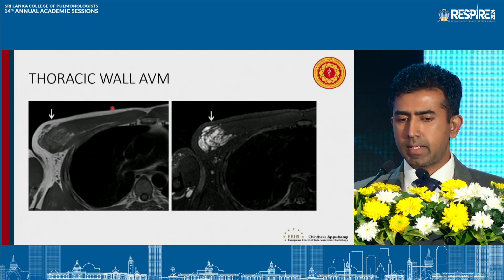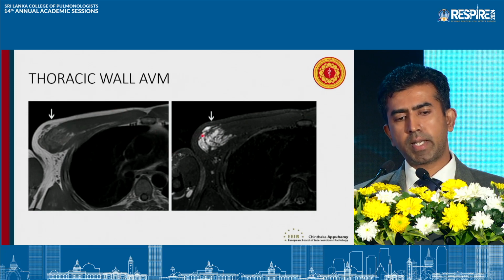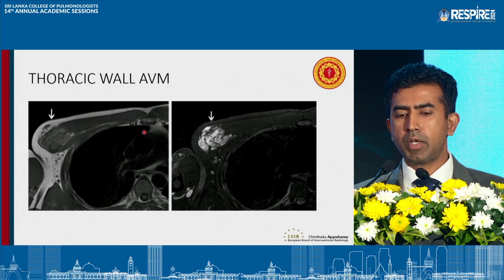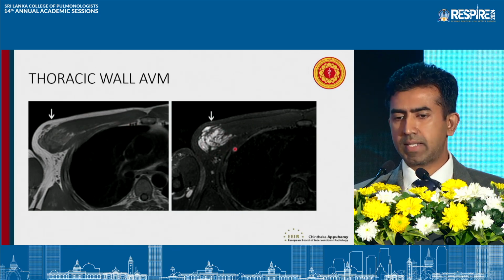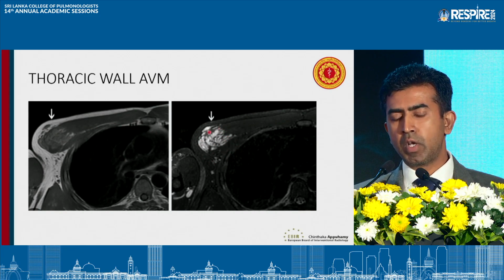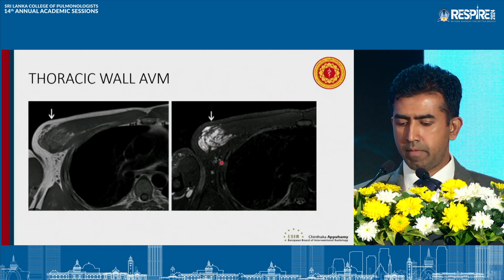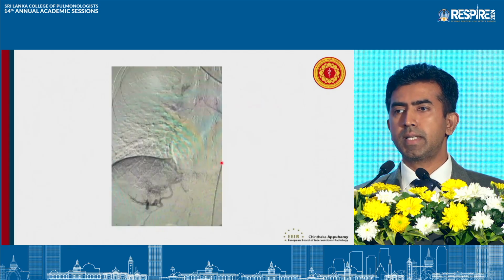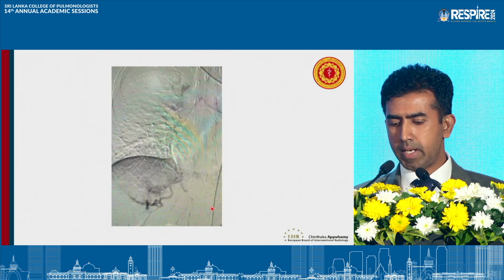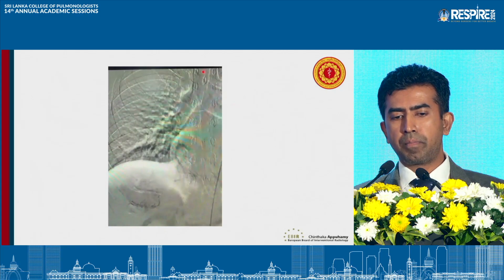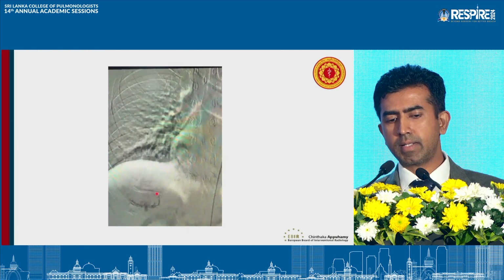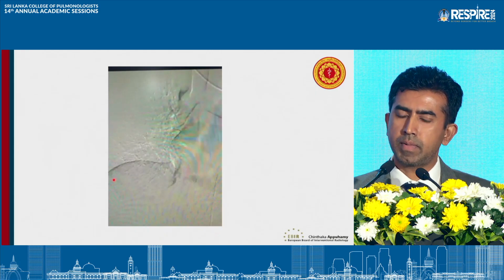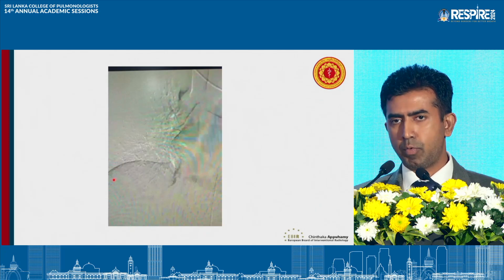This is an example of a thoracic wall AVM. This MRI shows a significantly enhancing, well-defined mass-like area in the right chest wall. Biopsy proved it to be an AVM. So we decided to go with pre-surgical embolization, and it was supplied by the right internal mammary artery, which is dilated, as you can see here, and there are multiple feeders supplying the AVM. This was subsequently embolized and surgically removed thereafter.